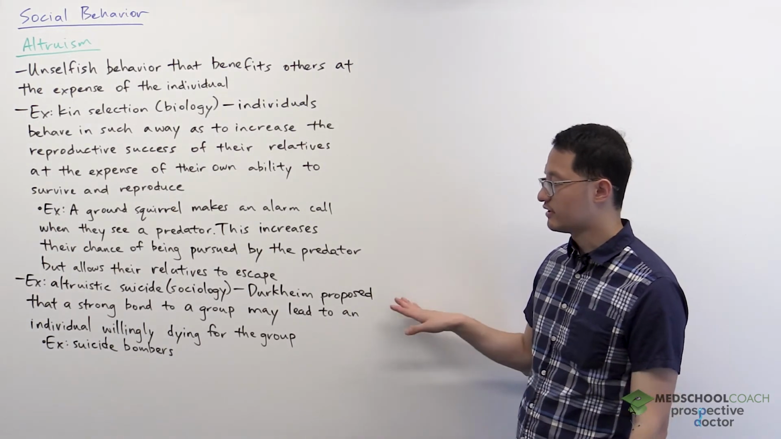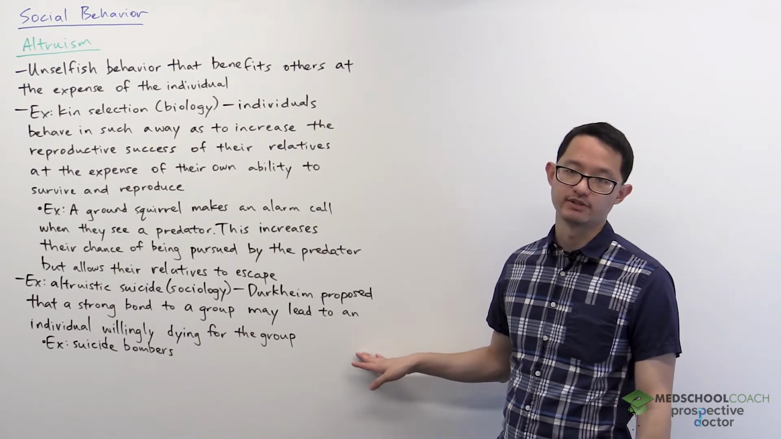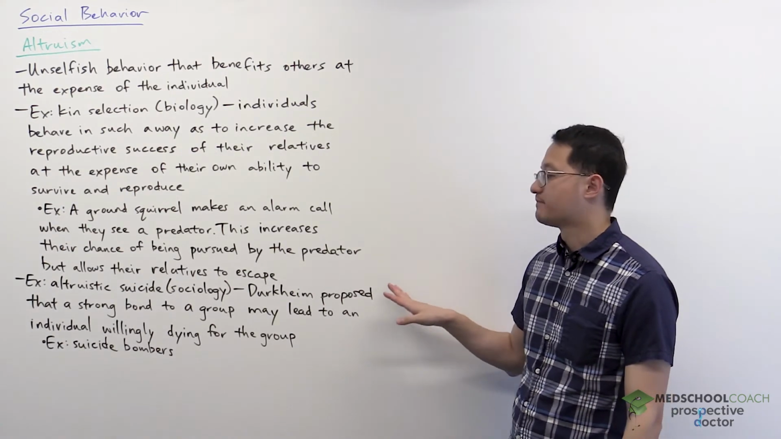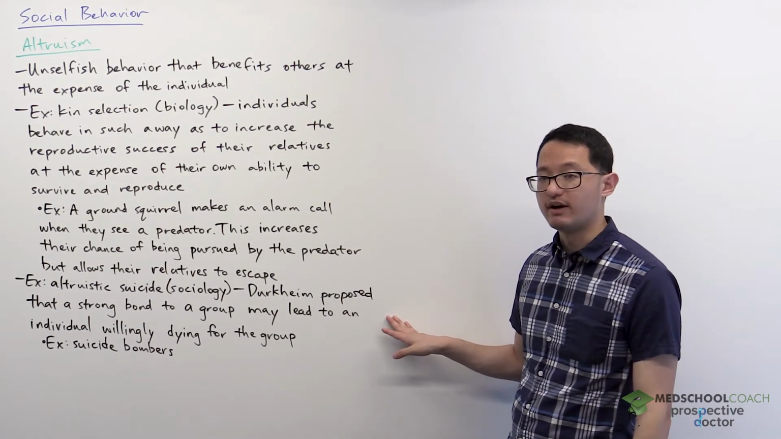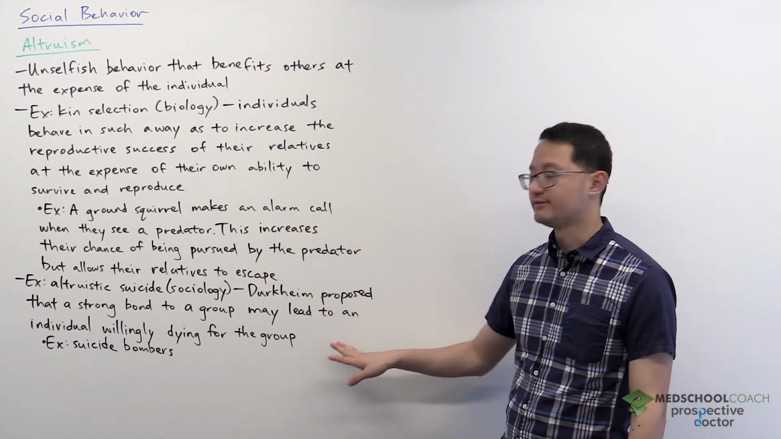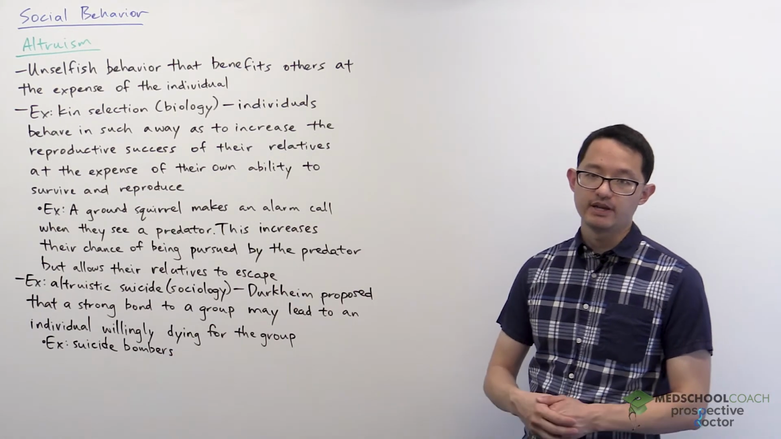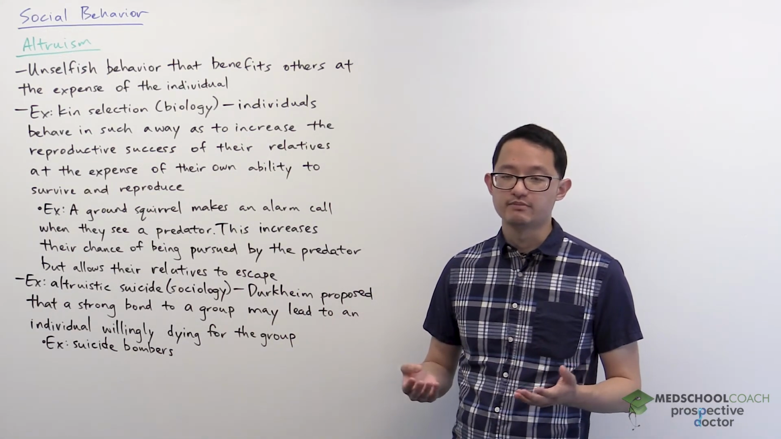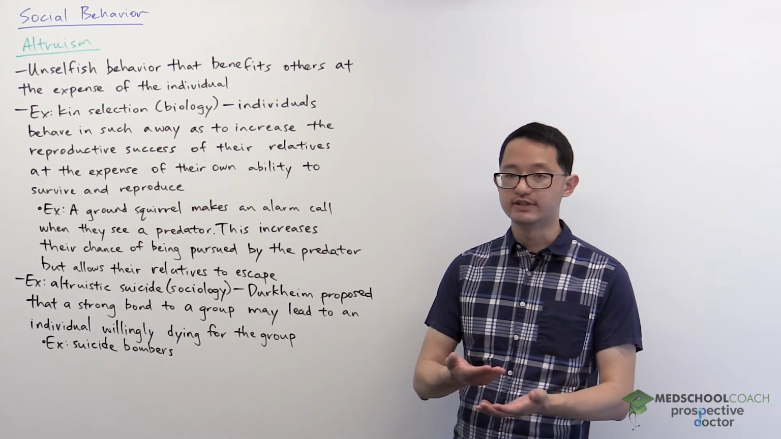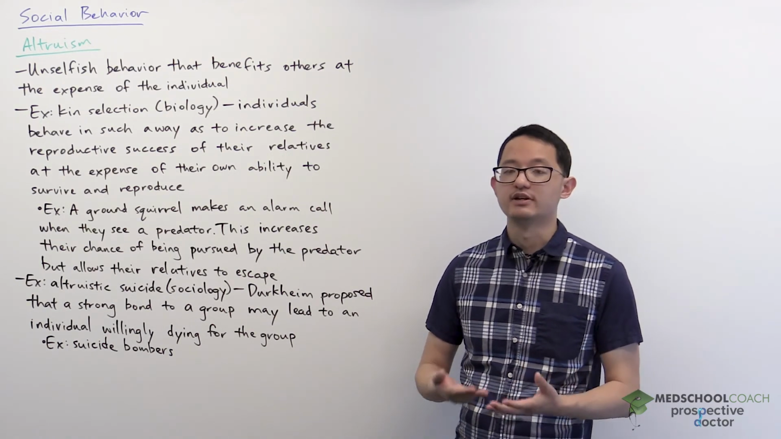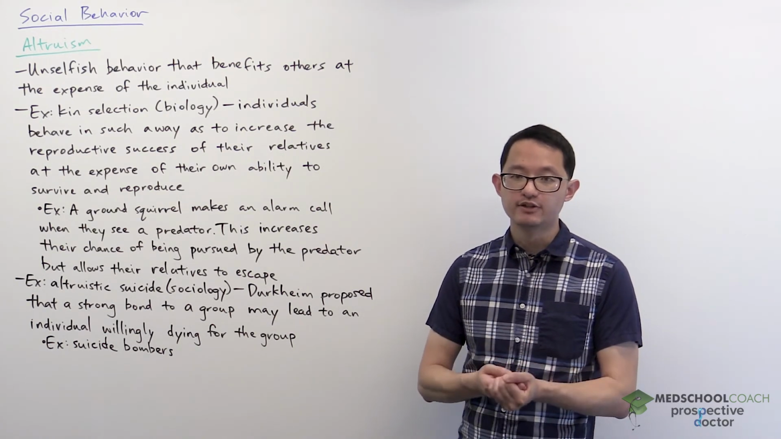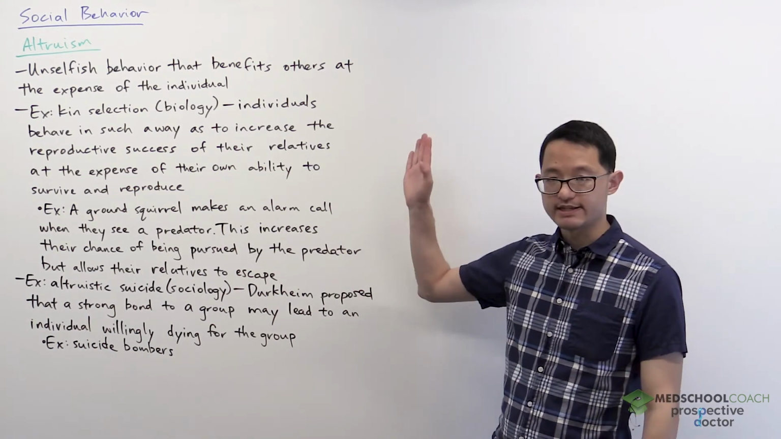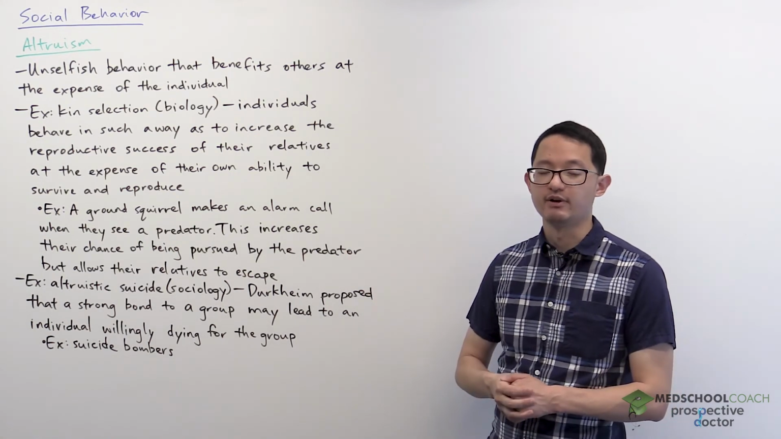Okay, the sociology example is altruistic suicide. This was proposed by Emil Durkheim. He stated that individuals that have a strong bond to a group may be willing to die for the group. An example of this is suicide bombers. So the suicide bombers, often they volunteer to take on that role. They know that they're going to be sacrificing their lives, but they're doing so in order to benefit the group. All right, so that's altruism in two situations where it can be applied.